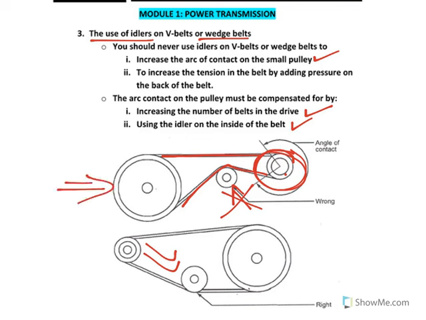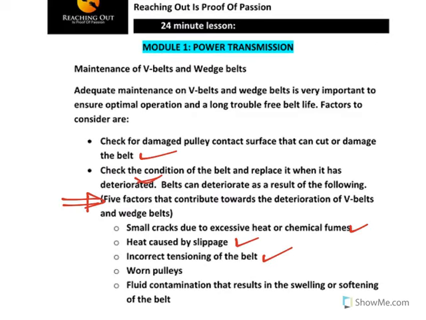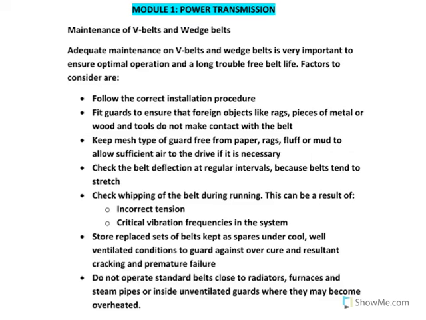That is incorrect use of an idler. That is incorrect tensioning of the belt. Worn out pulleys, fluid contamination that results in the swelling or softening of the belt. Sometimes the belt can have some fluid contamination like an acid, and it can actually damage the structure of the belt.